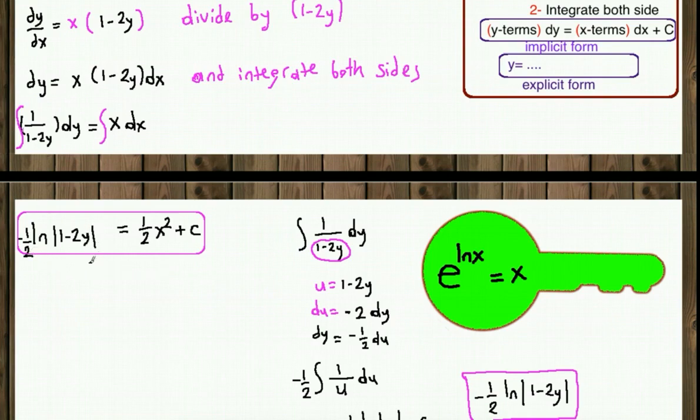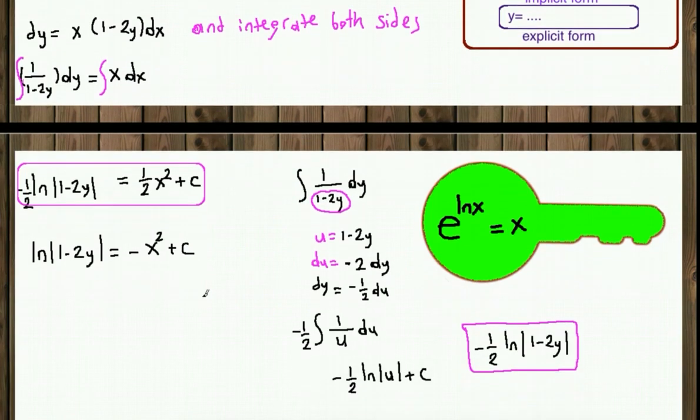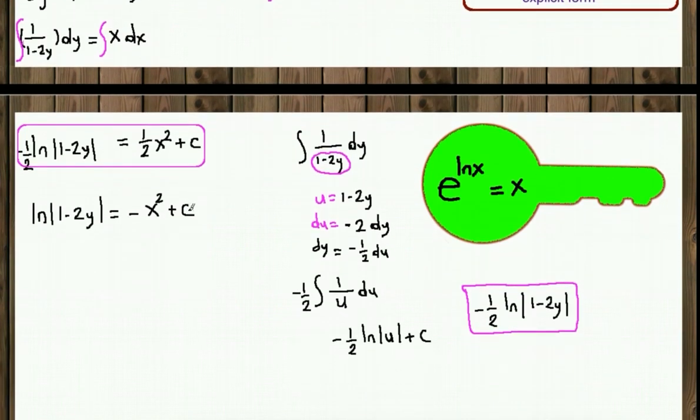Let's multiply both sides of the equation by negative 2. If we multiply here by negative 2, we get positive ln of (1 minus 2y). And if we multiply here by negative 2, we get negative x squared plus c. We don't change our constant because it is still a constant. So c or 2c does not matter.